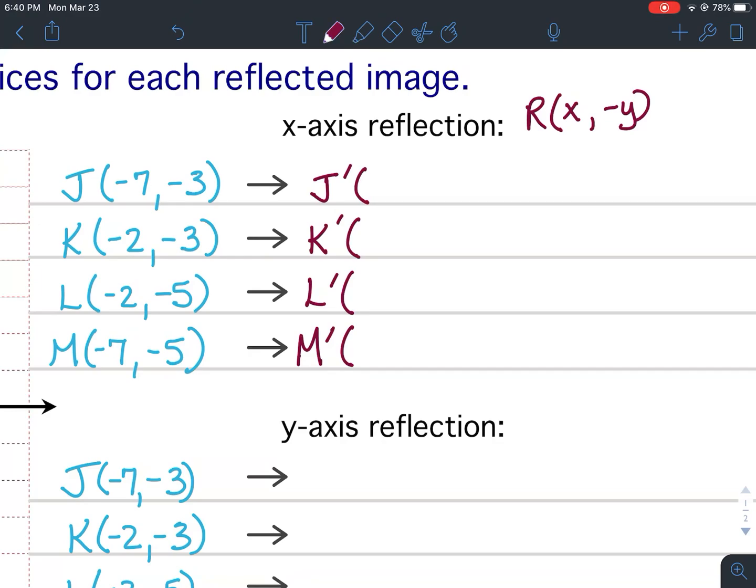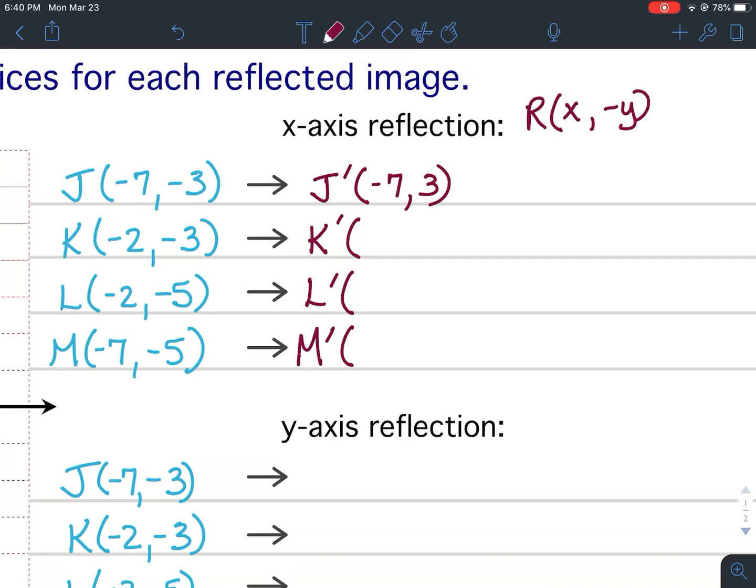You will be on your own for the rest. So to go from J to J prime, a reflection over the x-axis means that my x-coordinate will stay the same. So my x-coordinate will stay -7. But I need to take the opposite of the y-coordinate. So the opposite of that -3 is +3.